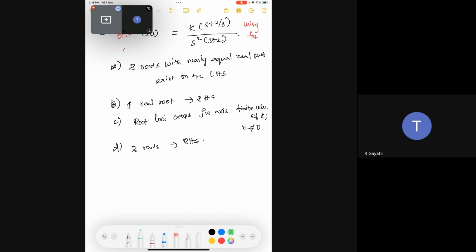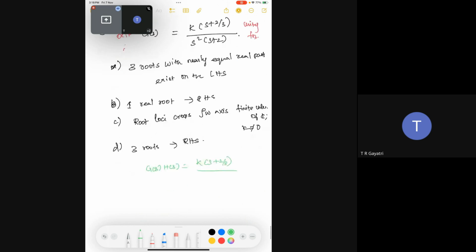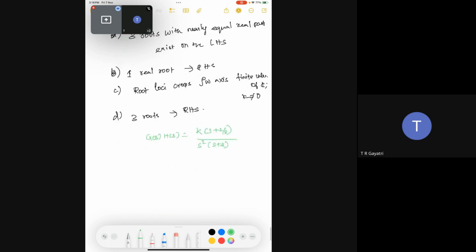So if it is a unity feedback, let us solve this. G of s and H of s is just multiplied by one, right? So that same transfer function will come. If the feedback is not unity, then you have to multiply that with that, since it is an open loop transfer function. I hope that is clear.